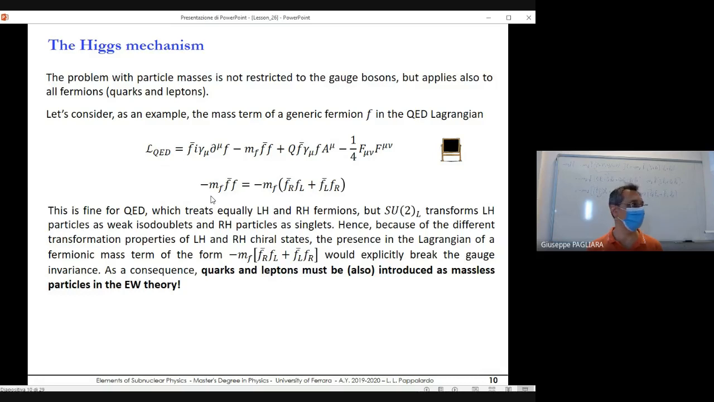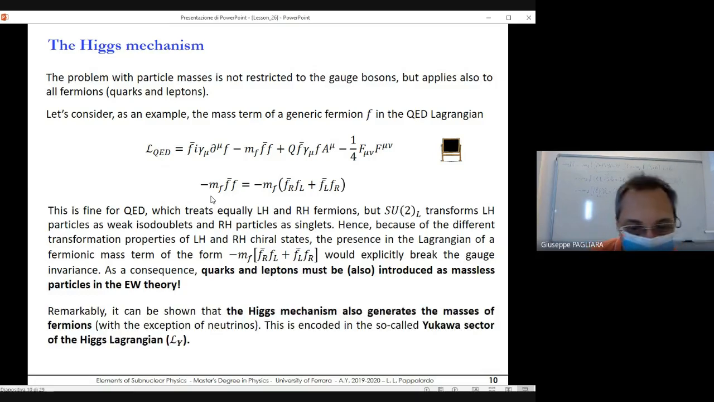So this term can stay in the QED Lagrangian, but cannot stay in the electroweak Lagrangian. So in other words, in the standard model, also quarks and leptons have to be introduced as massless particles. Okay. So before Higgs, everything is massless. Not only the gauge bosons, but also the fermions.